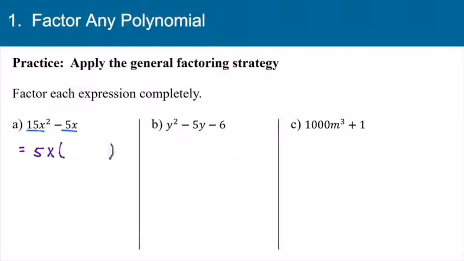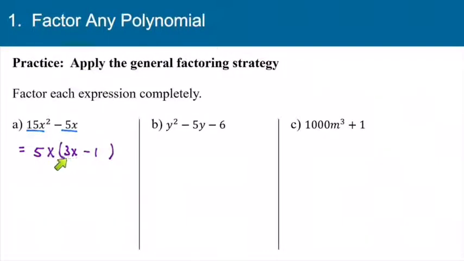And then in parentheses, 5x times 3x makes 15x squared, so I'm going to need 3x here. And then 5x times 1 makes 5x, so I'm going to need minus 1 here. Now verify that if you distributed the 5x, it would go back to this form, and it would.